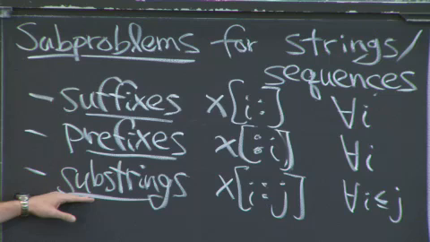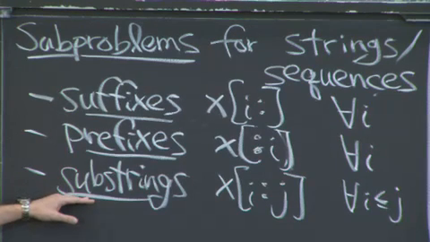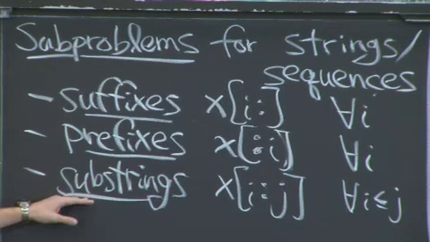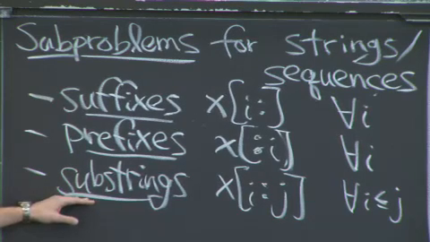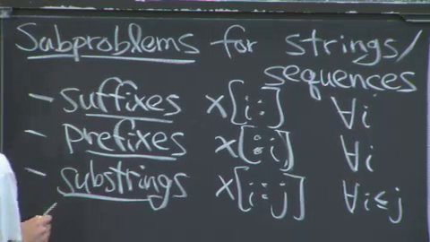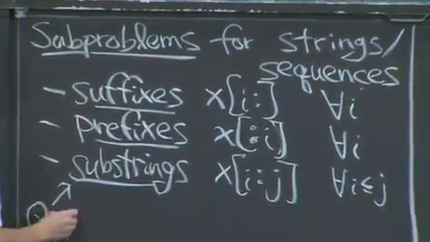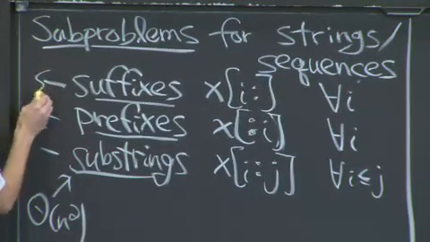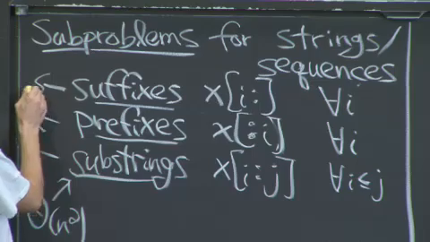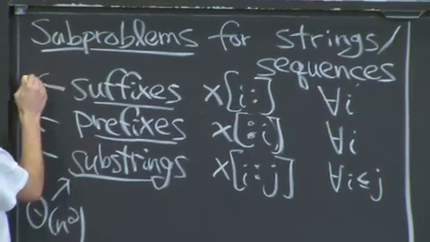How many of these are there? For a string of length n? N squared. Okay, so this one's n squared. The others are linear. Out of room here. Theta n.